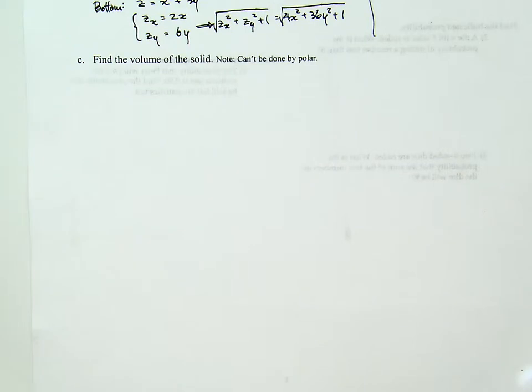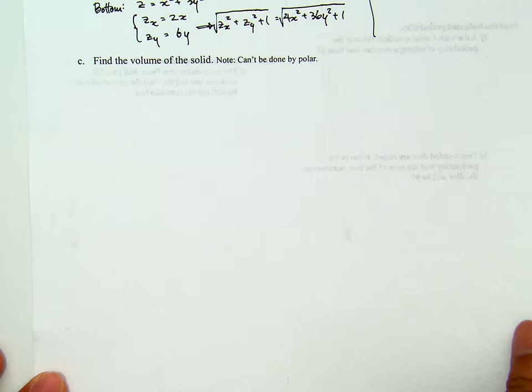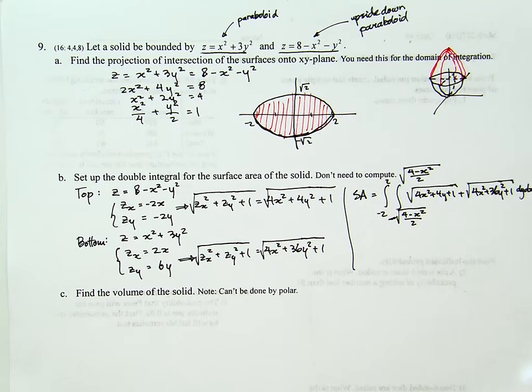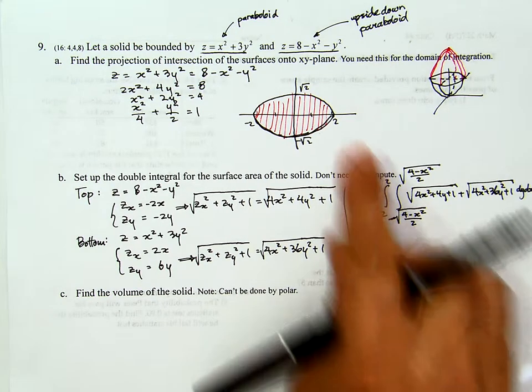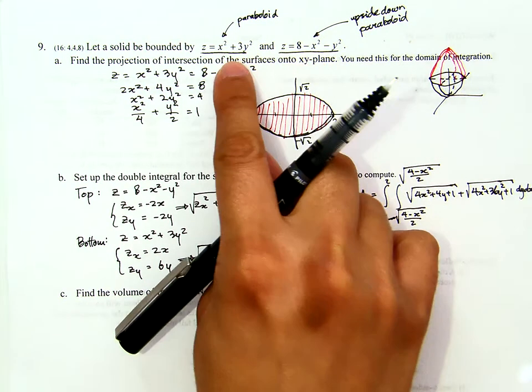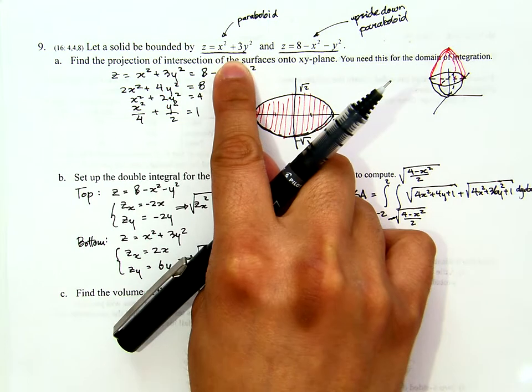The following is from Summer 2009 Math 263 Test 3 number 9C. The question is to find the volume of the solid. Let's see again the question. The solid is bounded above by paraboloid z equals 8 minus x squared minus y squared, and bounded below by another paraboloid z equals x squared plus 3y squared.